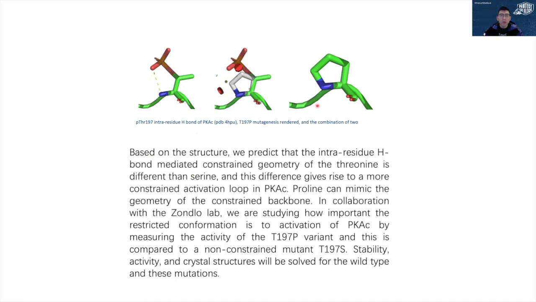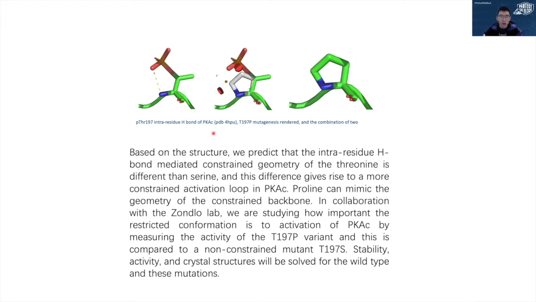So I mimic the structure of this shape into a proline mutation. I generated this mutation in PyMOL software with a proline to mimic the constrained structure. And if we see in this picture, I just put the two together, we can see they have a rather similar pentagon structure.